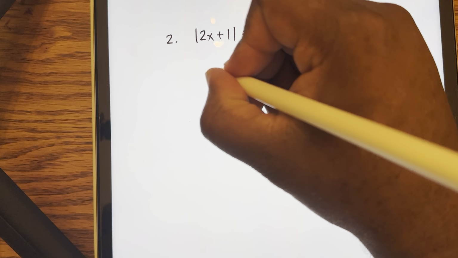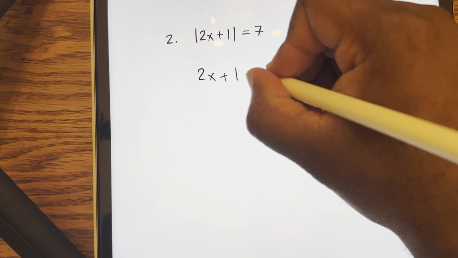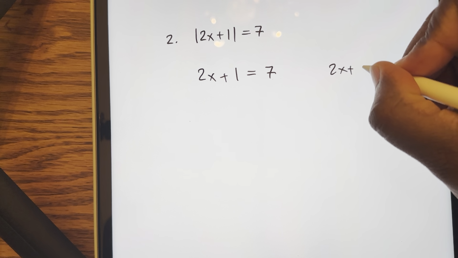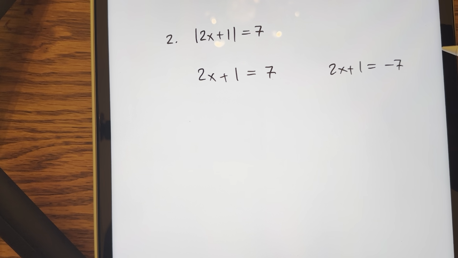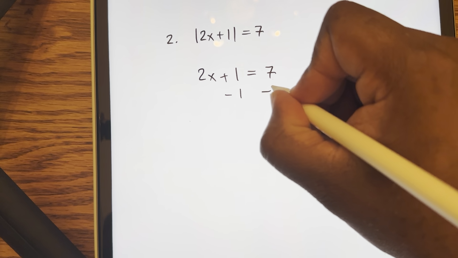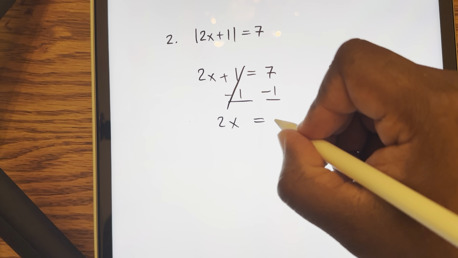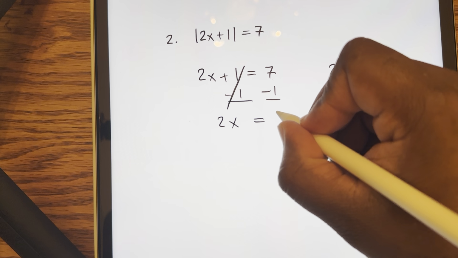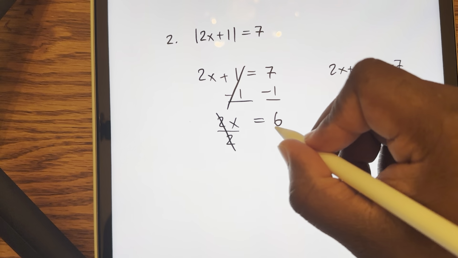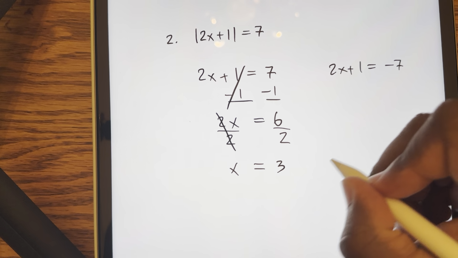Let's do the same setup where on the left-hand side we'll have it equal to the positive version of 7. And then on the right-hand side over here, we'll set the same equation up equal to the negative version of that equation. And then let's solve normally. So we want to subtract 1 from both sides because you're trying to isolate for x. That gives you 7 minus 1 is going to be 6. Divide by 2 to get rid of the 2 in front of the x. Divide by 2, that gives us x is equal to 3.